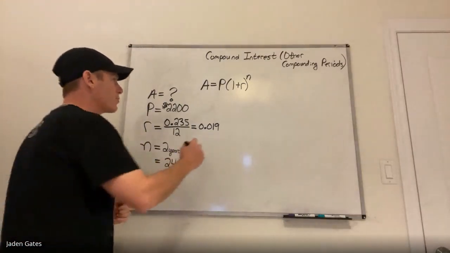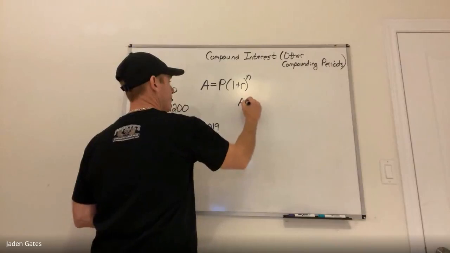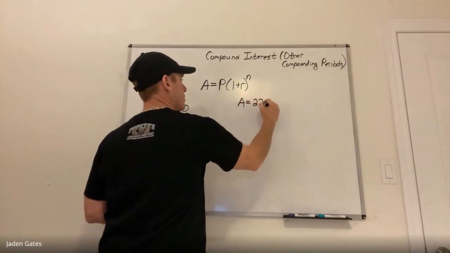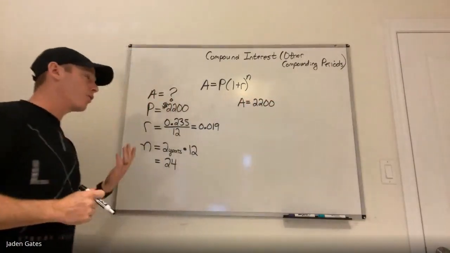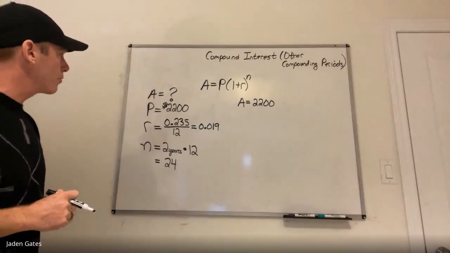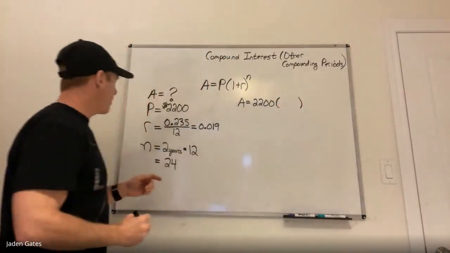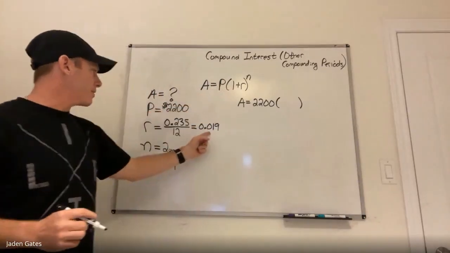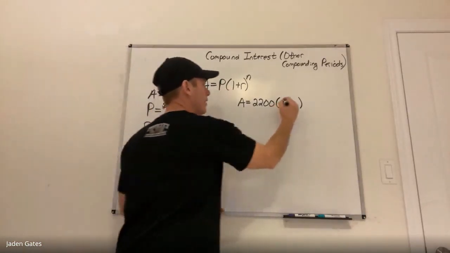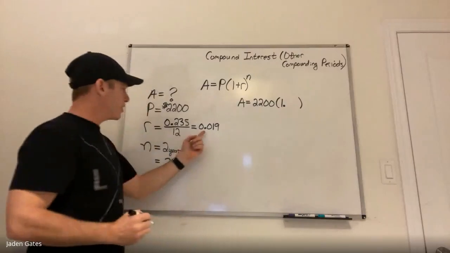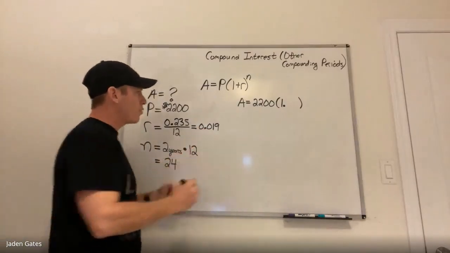All right, so now I'm going to substitute those values in. And so my principal is I borrowed $2,200 to buy a Dell computer. In the brackets here, I have 1 plus my rate. All right, so I have 1, and then my rate, which is my monthly interest rate of 0.019.